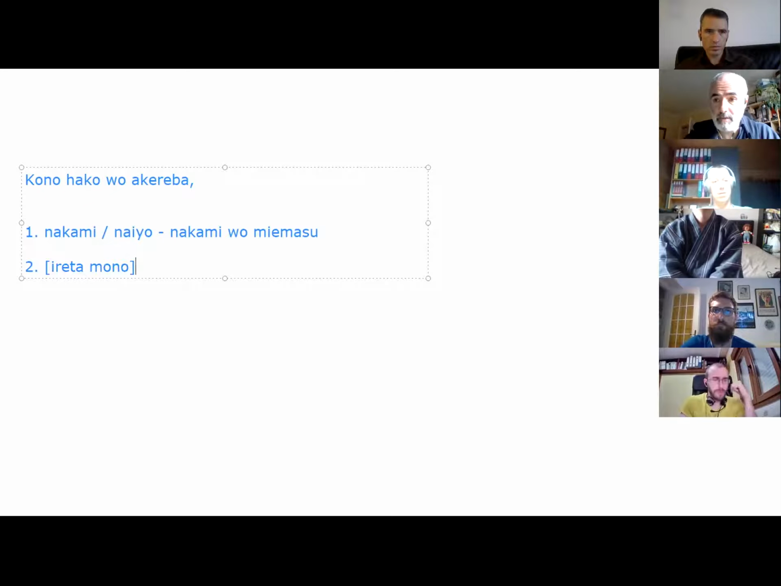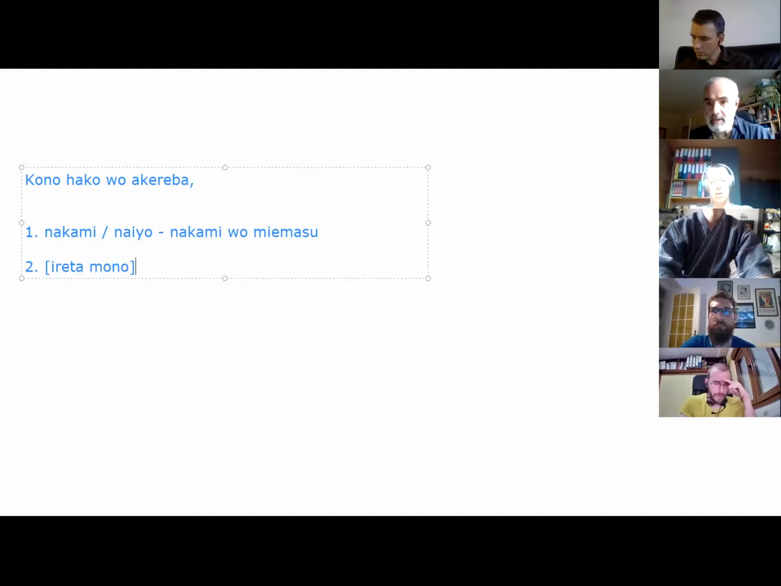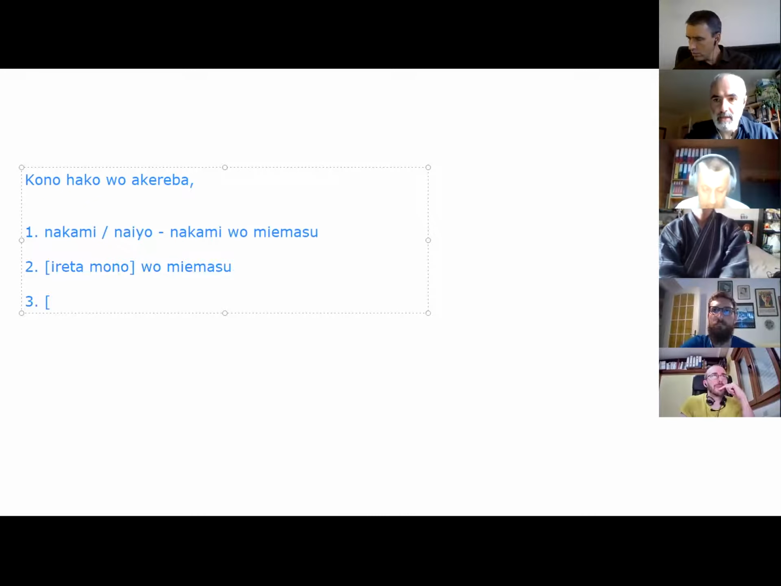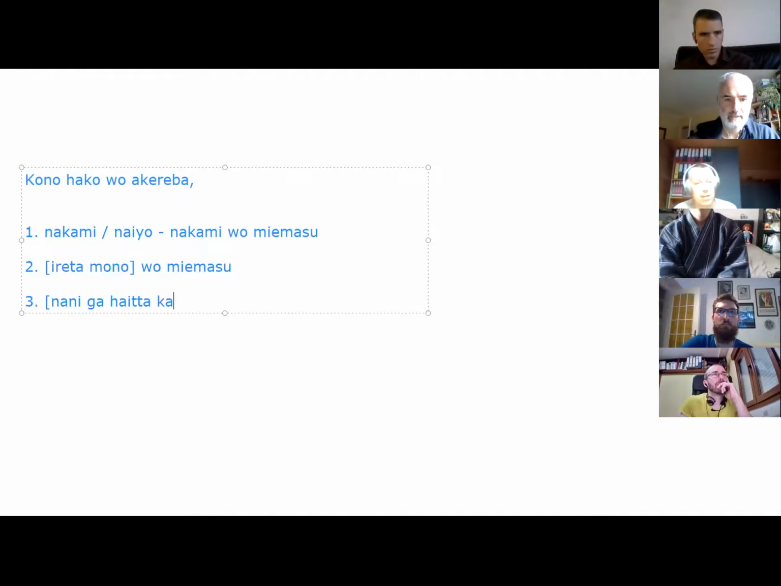So this would be good. 入れた is the past tense of 入れる, to put something in. Ireta mono. You could say exactly this. Ireta mono o miemasu. Good. What else do you think you could say? Let me help. You could say nani ga haitta ka miemasu.